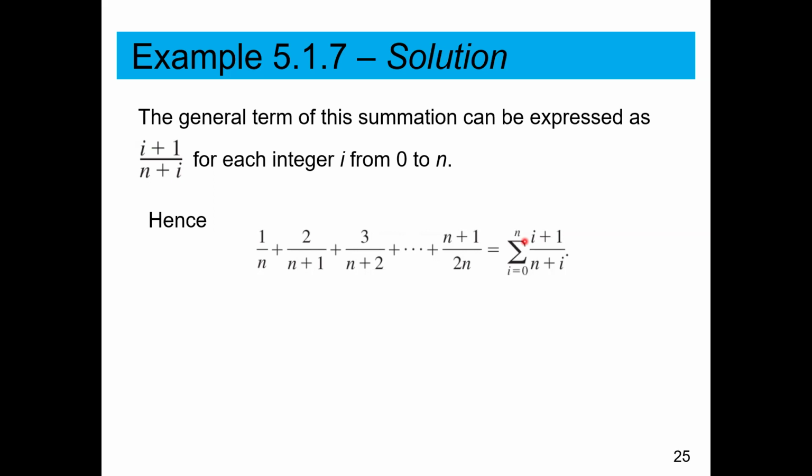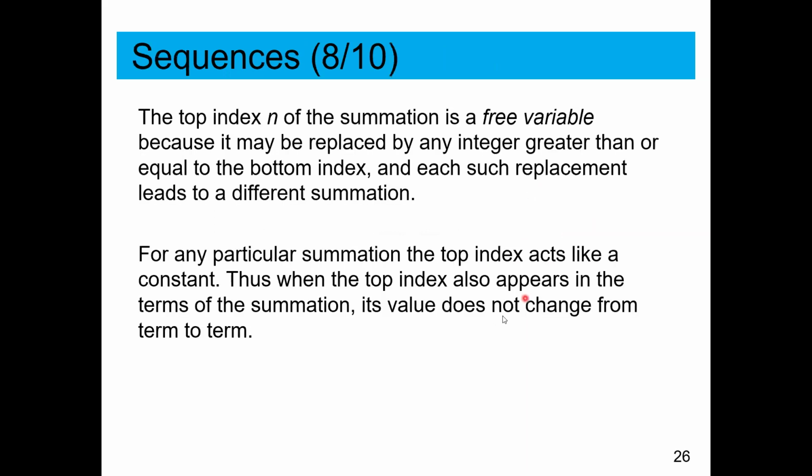All right. So we have these situations, and this actually would be the closed formula for our particular situation. So let's talk about this for a second. In this situation, our top variable is free. It's actually allowed to change. We just need it to be anything bigger or equal to the bottom index or lower limit. And that allows us to act on these things a lot more.